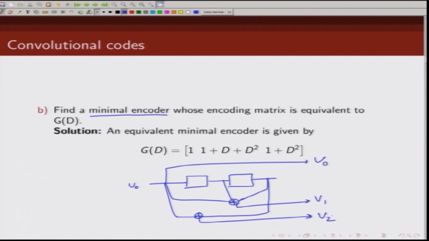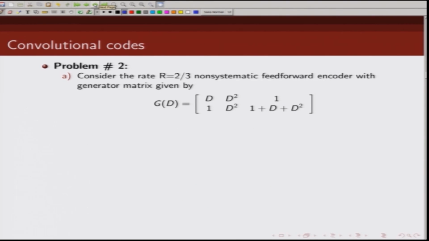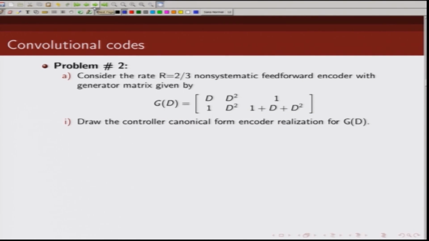Okay. So, this is the minimal encoder for the same generator matrix given in the previous example. So, consider a rate 2/3 non-systematic feed forward encoder. This is a generator matrix for a non-systematic code, rate 2/3, and it is a feed forward encoder. There are no feedback polynomials here. The first question is, draw the controller canonical form realization for this generator matrix.